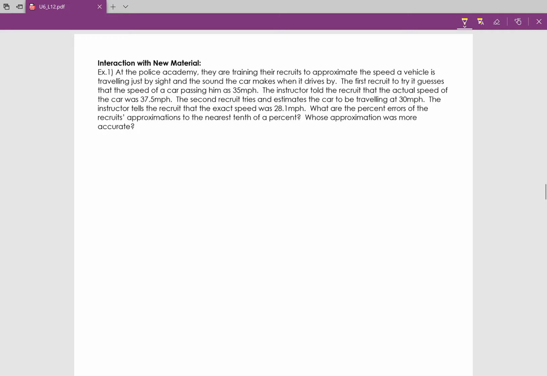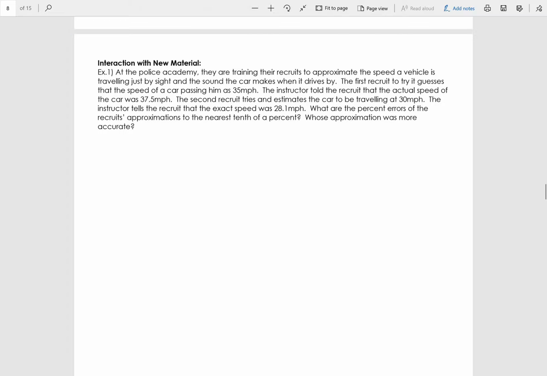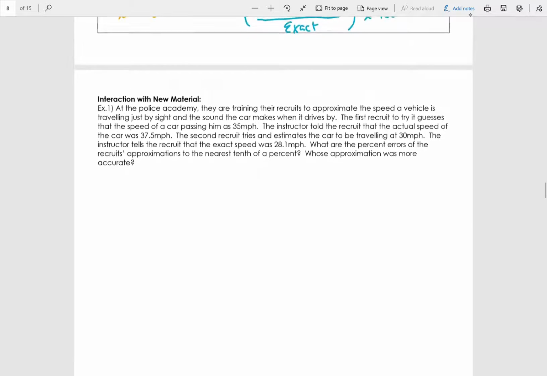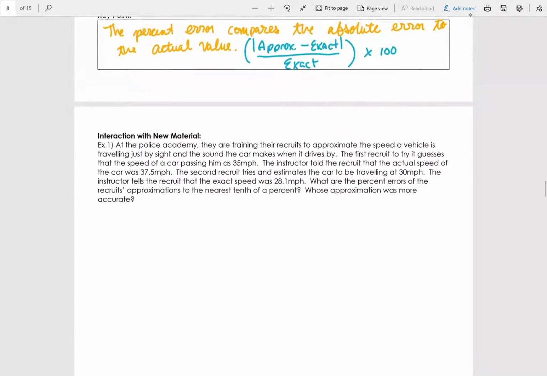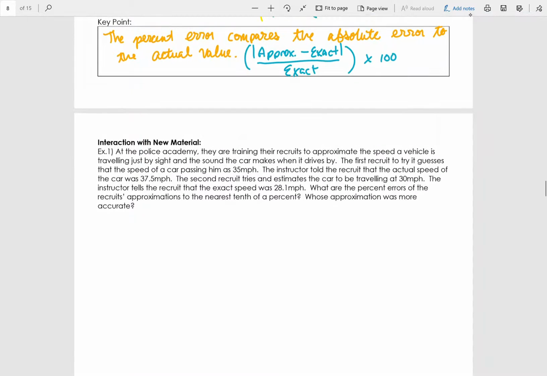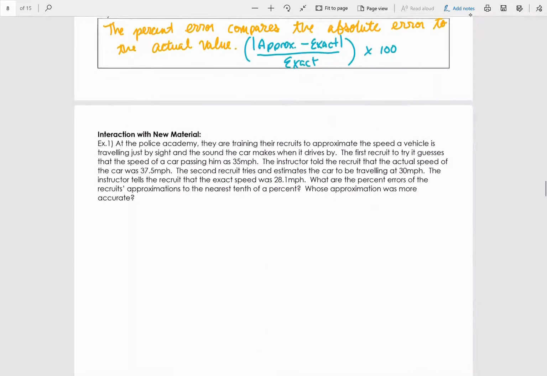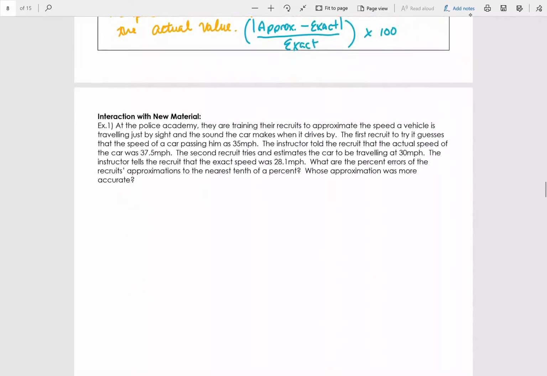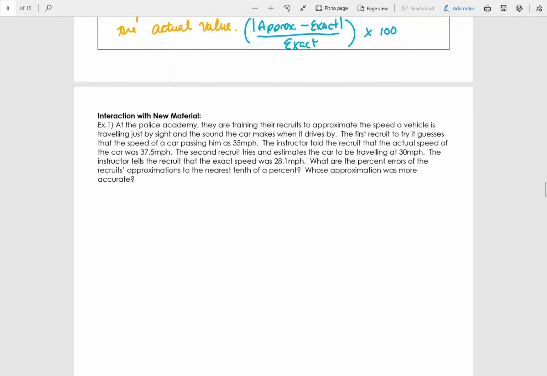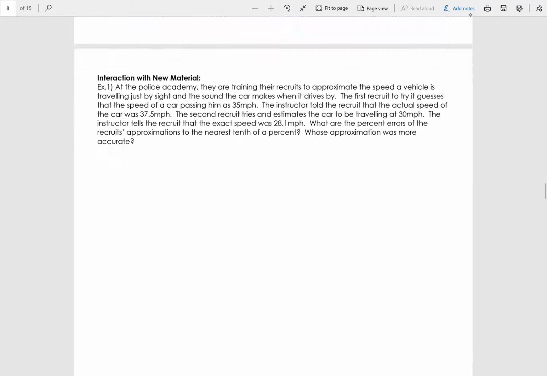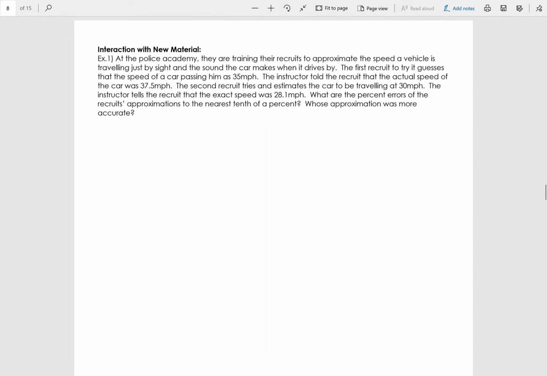So there's a lot of information here. Actually, there's just a lot of words. There's not so much information. So what we're going to do is annotate it. Using our key point, what are we annotating for? It says that we need to compare the absolute error to the actual value. And our formula has to do with the approximations and the exact values. So let's annotate for our approximations and the exact speeds.